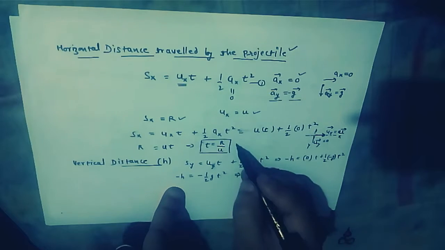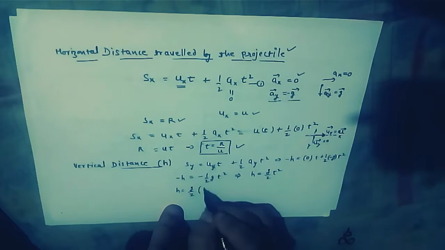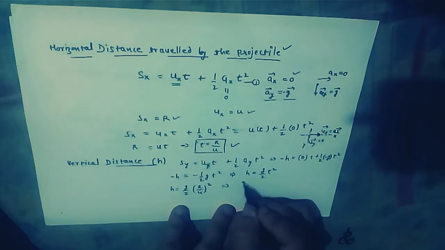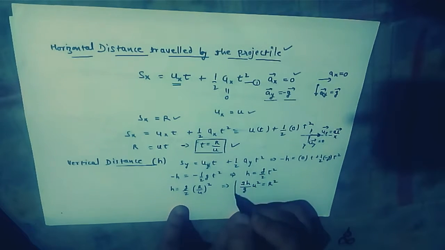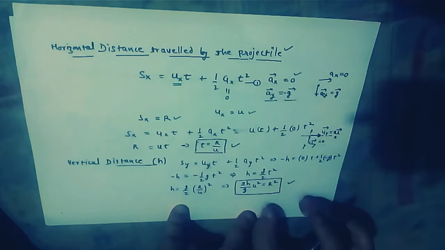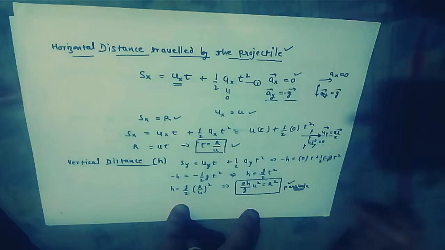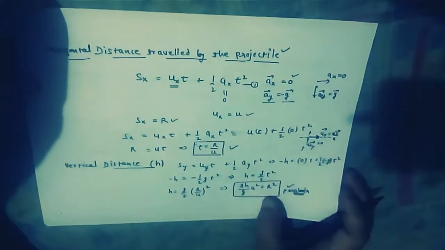But we know what the value of t is. So you can write h is equal to g by 2 into t square, and t is r upon u, whole square. So you can write it as twice h divided by g, times u square, is equal to r square. That is nothing but the equation of a parabola, right? How can you say that it is a parabola?